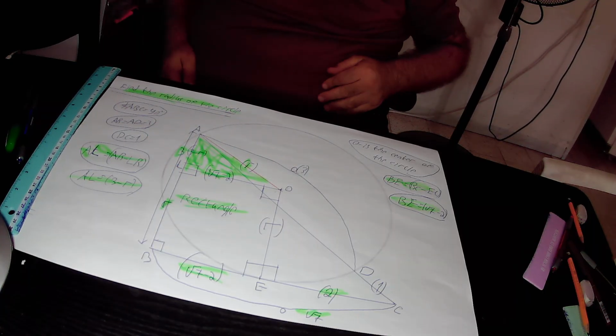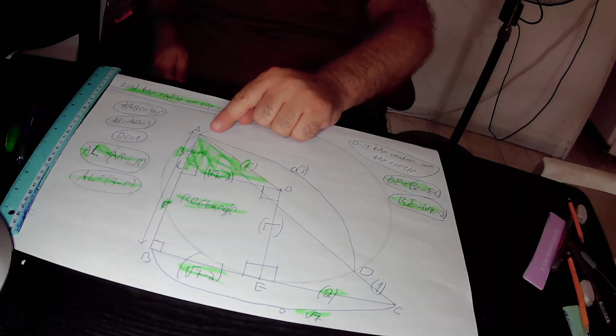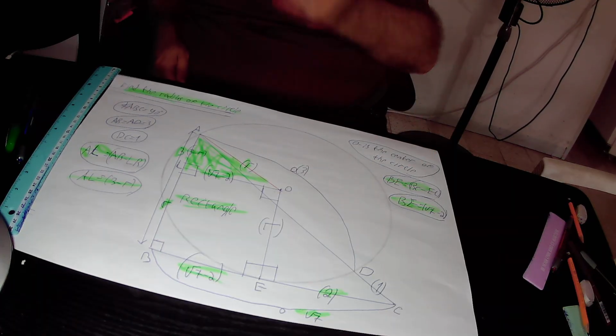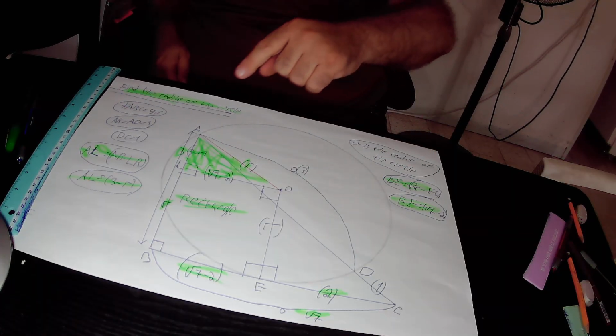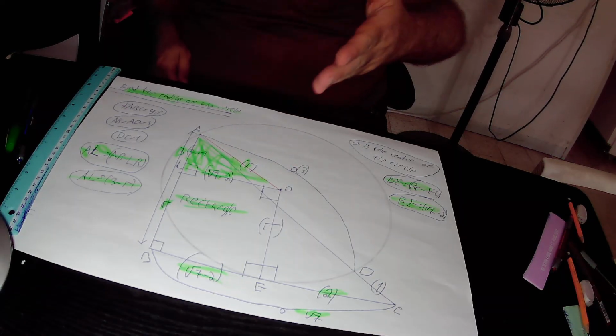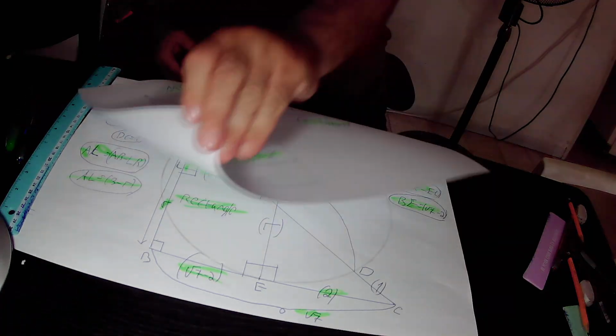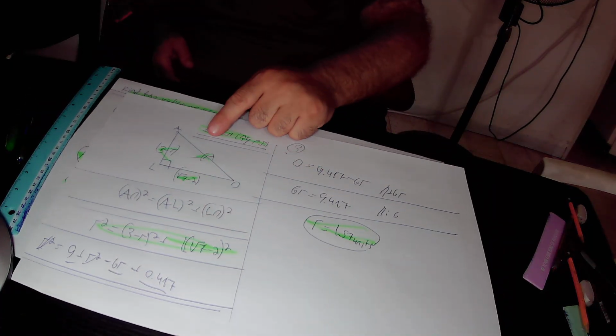In the next step, we join points A and O together by a straight line. Point O is the center of the circle, point A is a point on the circle itself, therefore OA is the radius of the circle, that is equal to R. In the next step, I copy the green right triangle ALO, and we apply the Pythagorean theorem to it. This is the green right triangle ALO, according to the original drawing.